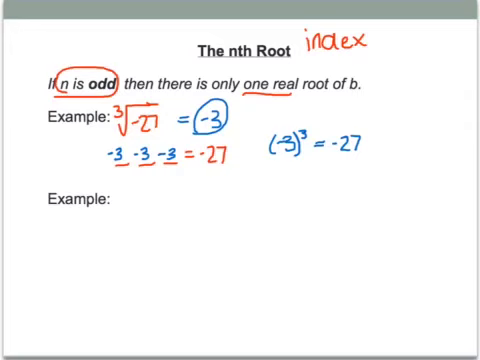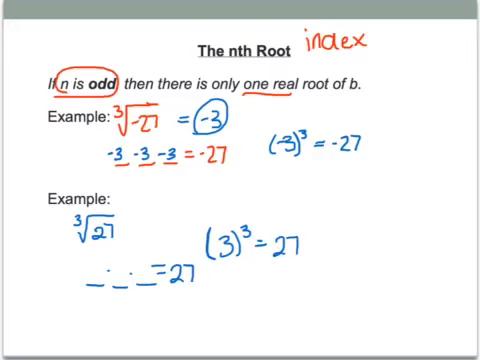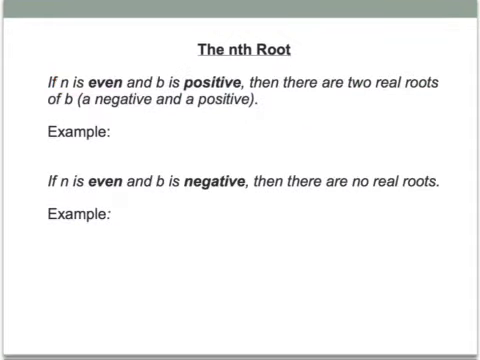Okay? Another example, we're going to do the cube root of positive 27. Well, again, what number times itself 3 times gives me 27? I'm hoping that you all said 3. 3 cubed is 27. So the cube root of 27 is 3.